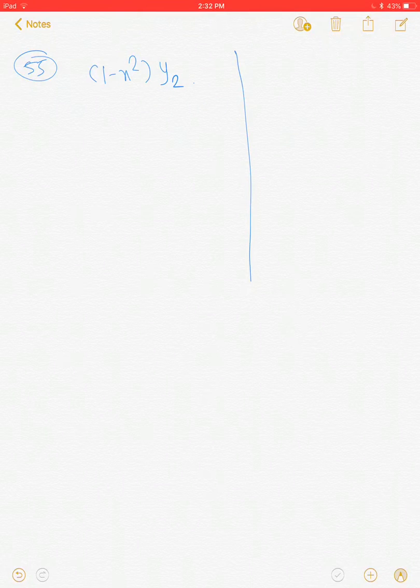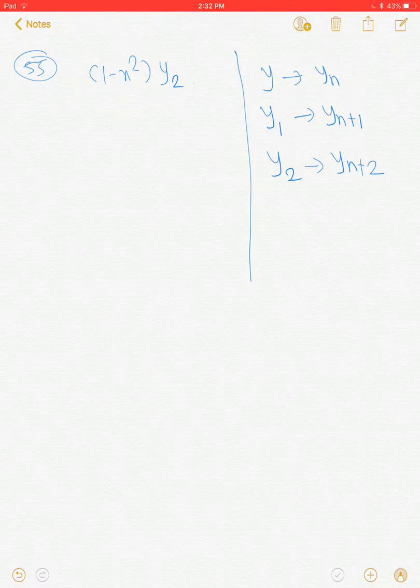Hey guys, let's start with solving question number 55. By using Leibniz theorem, we have to find the nth derivative of (1 minus x square) into y2. First, understand that if we are taking the nth derivative of y, then we write yn. If we are taking the nth derivative of y1, then we write it as yn plus 1. If we are taking the nth derivative of y2, then we write yn plus 2.